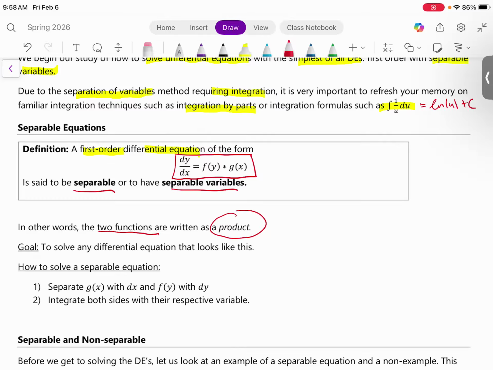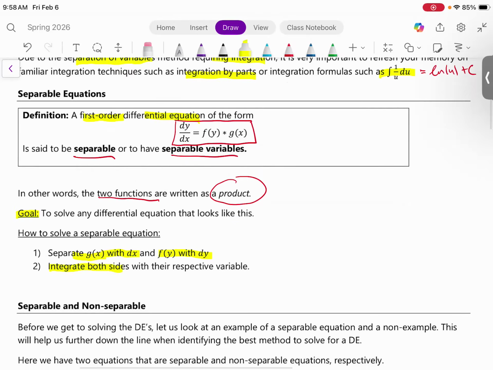So here's the goal: to solve any differential equation that looks like a separable variable. What we're going to do is separate out the function in terms of x, put that with the differential dx, and do the same thing with the y function, put it with the differential dy. Then we're going to integrate both sides with respect to the variable. We're trying to separate and integrate and get some specific solution.